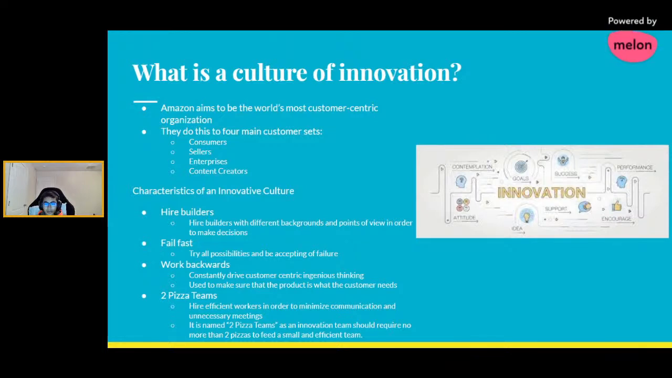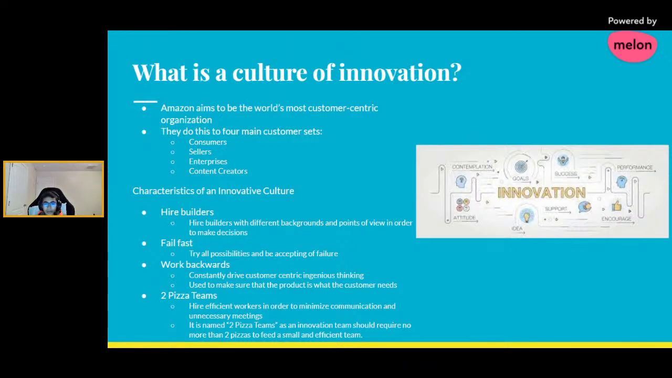So first, hiring builders. So you want to hire builders with different backgrounds and points of view as earlier expressed, in order to best make good decisions with the most amount of advice and the best advice from all aspects. Fail fast. You want to try all possibilities and be accepting of failure. It's okay to fail, and you can learn a lot from it.